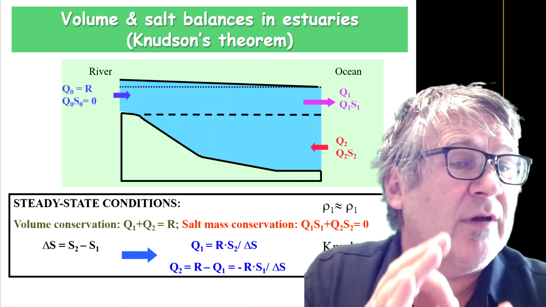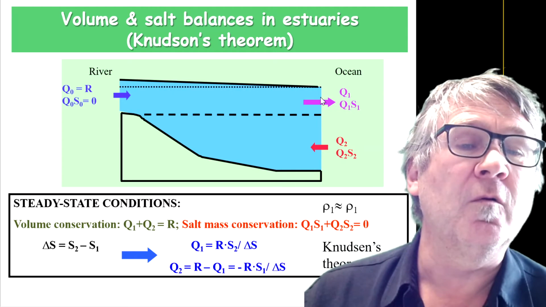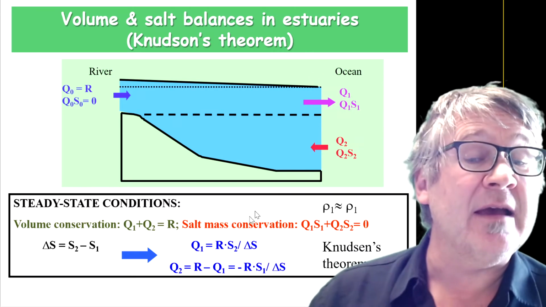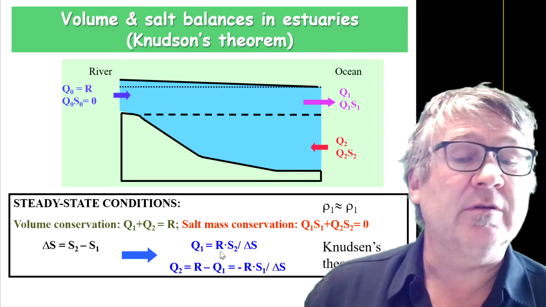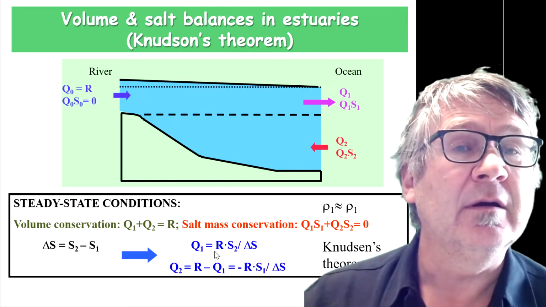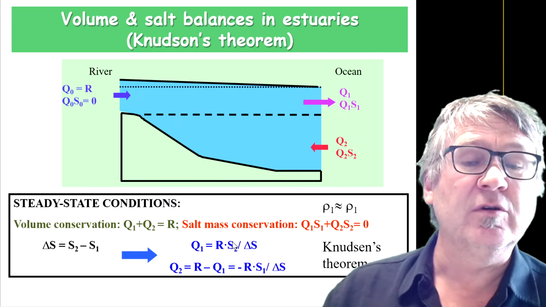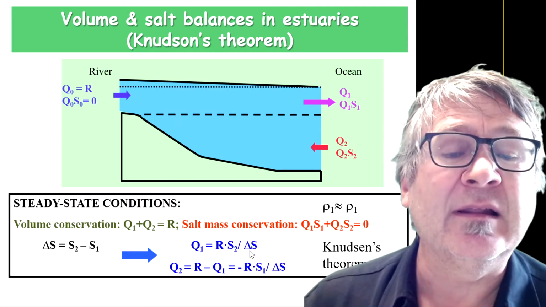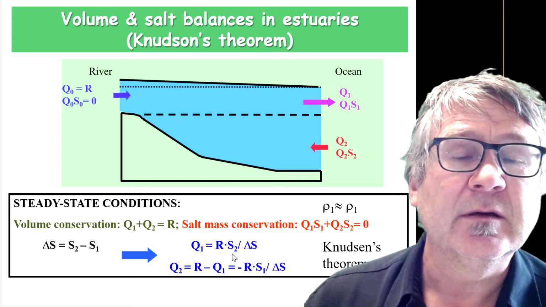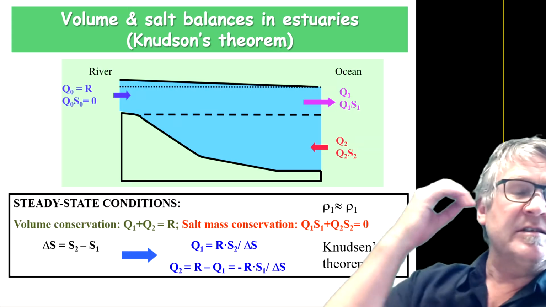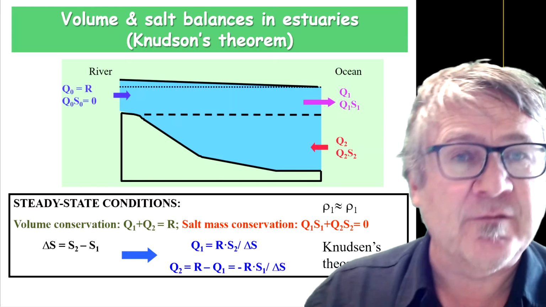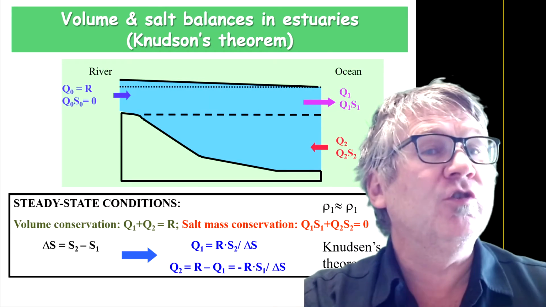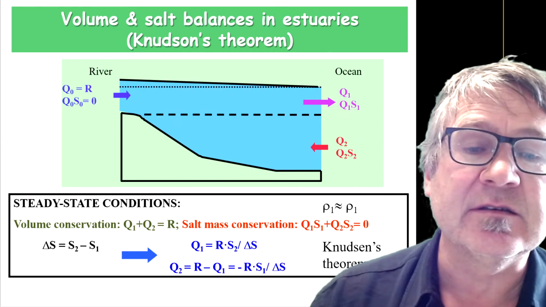What you get is that you can work out the outflow Q1. It's the same as R, the input that comes from the river, times the salinity value S2, divided by delta S, the difference between bottom layer and top layer salinity. This is cool. If you know what R is, the input of fresh water into your estuary, you can work out the outflow volume transport from measurements of salinities.